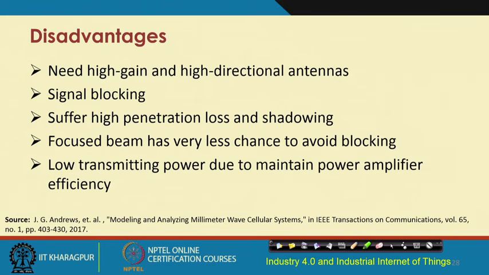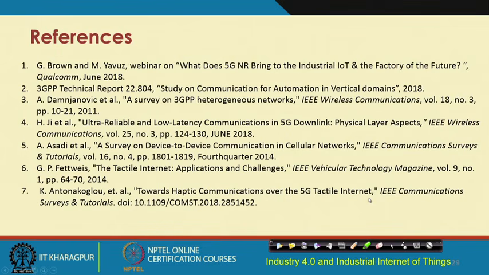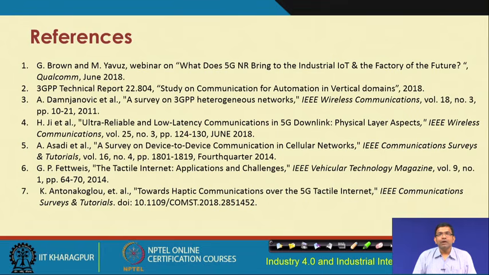There are many more other disadvantages. With this, we come to an end of this particular lecture, and we have looked at some of these modern technologies that could be used in the context of industrial communication, particularly with the help of 5G and tactile internet and so on. These newer communication technologies could be used in addition to the IoT communication technology that we have discussed in the first module of this particular course.